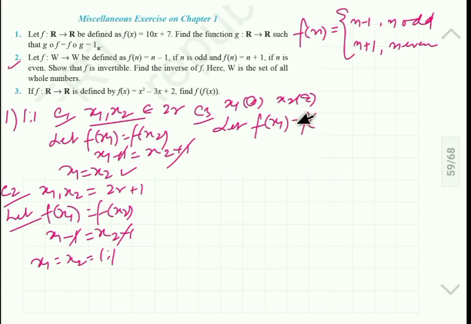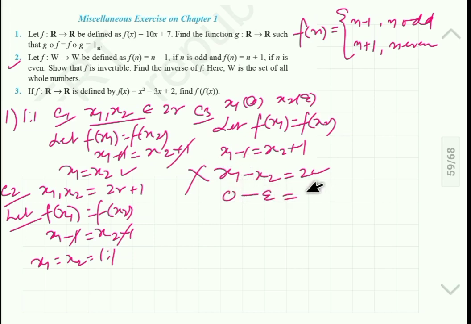So again let f(x1) be equal to f(x2). It implies x1 minus 1 is equal to x2 plus 1. So x1 minus x2 is equal to what you have got, 2. But this is not possible, since one value is odd and another is even, the result should always be odd. So this is discarded.